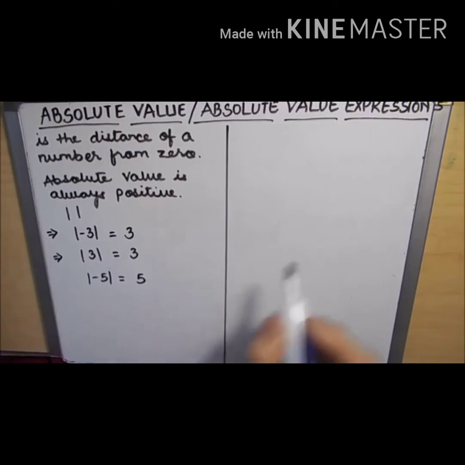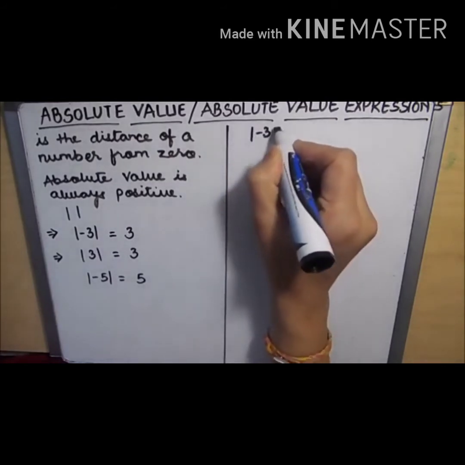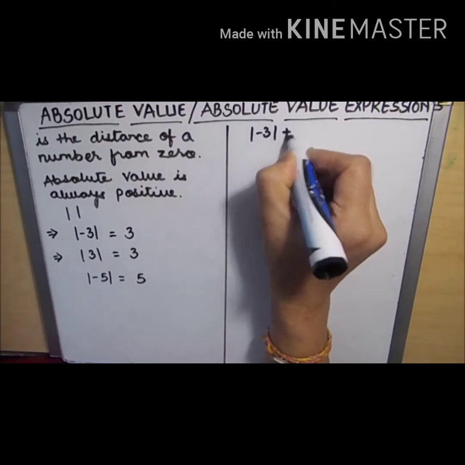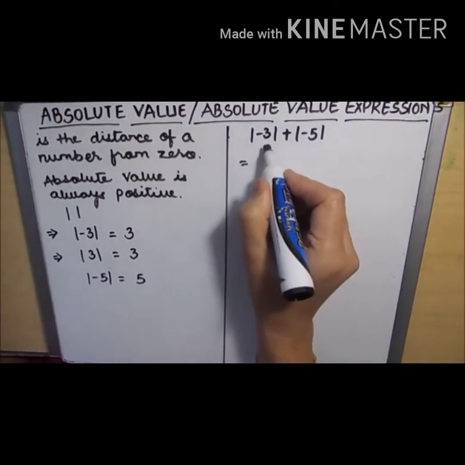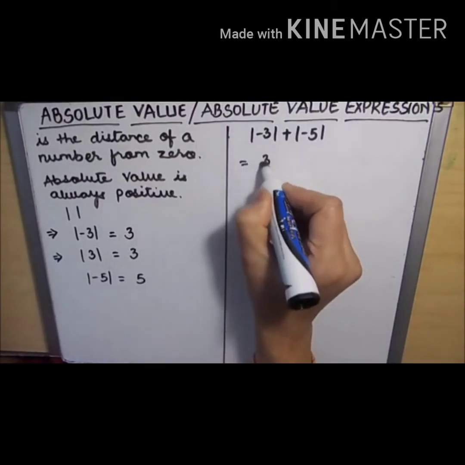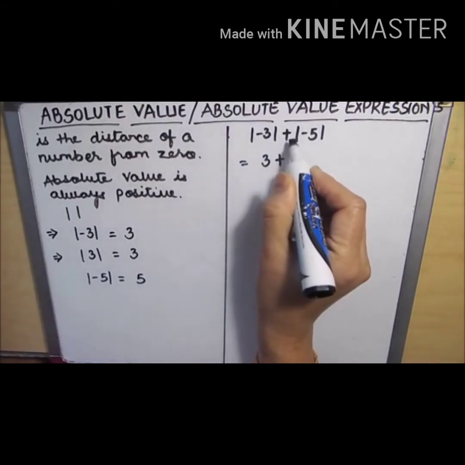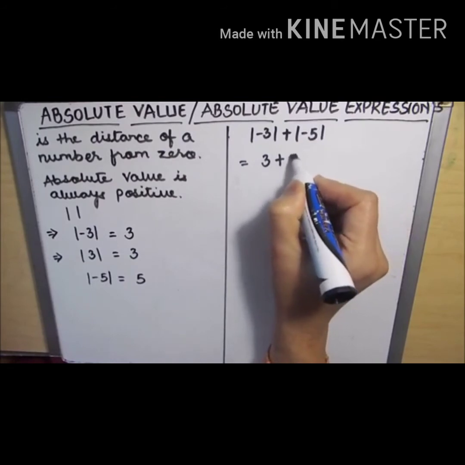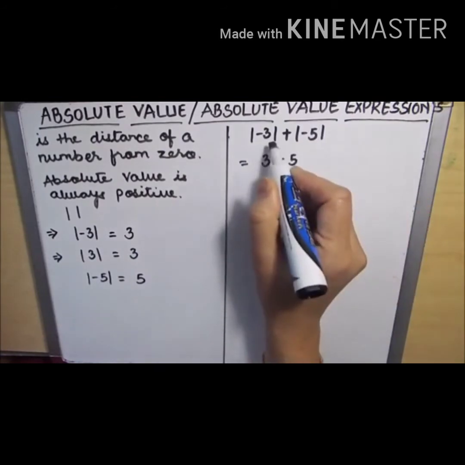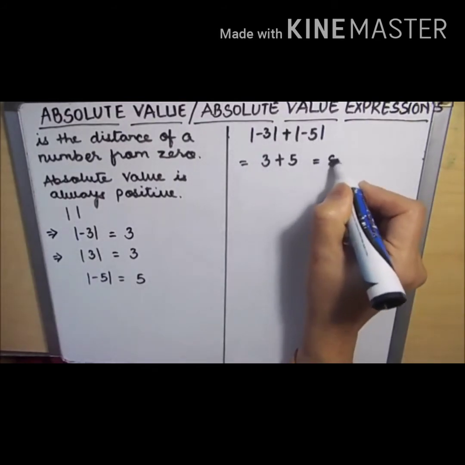Let's solve a few expressions of absolute value here. What will be the absolute value of -3 plus the absolute value of -5? This is the expression we are going to solve. As we know, the absolute value of -3 is 3, so we write 3 here. Then the addition symbol comes down as is, and the absolute value of -5 is 5. So the absolute value of -3 plus the absolute value of -5 is equal to 8.